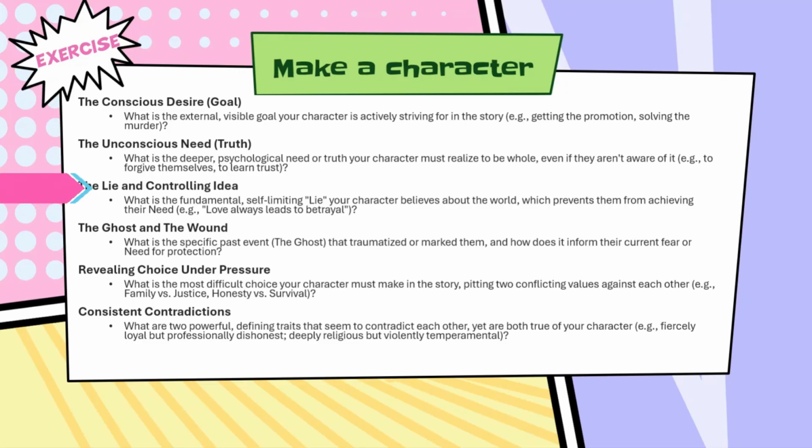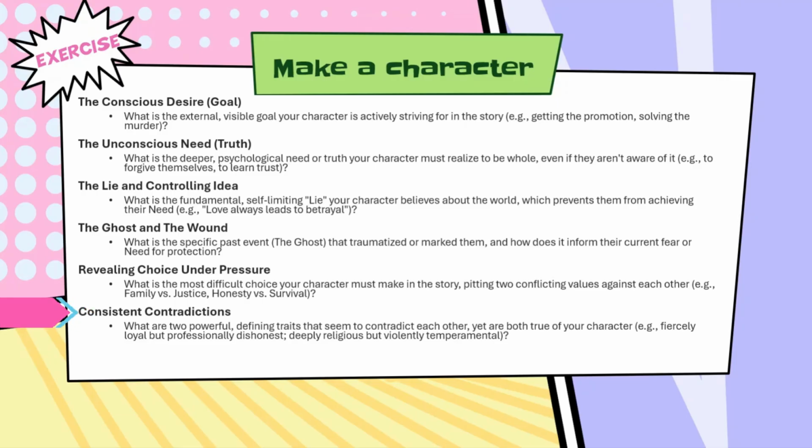There's some lie that your character is telling themselves that is controlling them. This is also very likely unconscious. There's what we call the ghost in the wound. This is trauma. Could be from childhood, could be from 3 weeks ago. But in the context of your story, this is something that happened, some specific past event that traumatized your character and informs their current need for safety and protection. Revealing choice under pressure. In your particular story, what's the big decision they're going to have to make? What are they going to have to choose between?